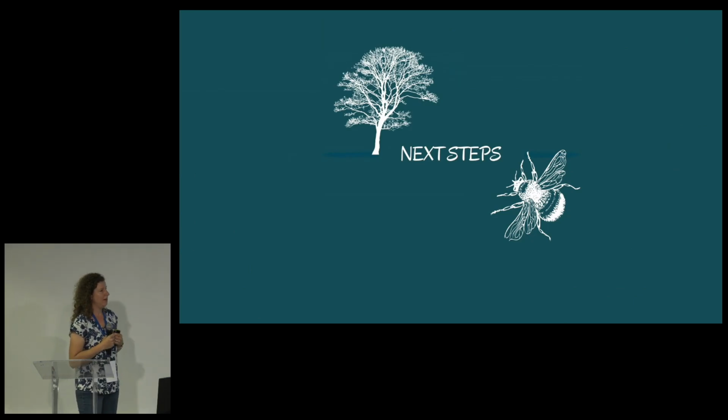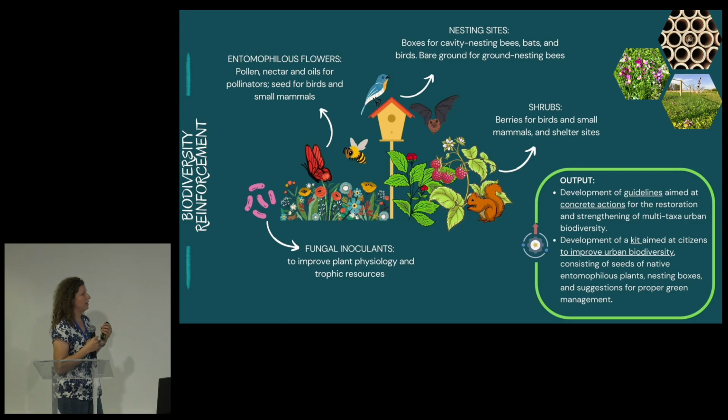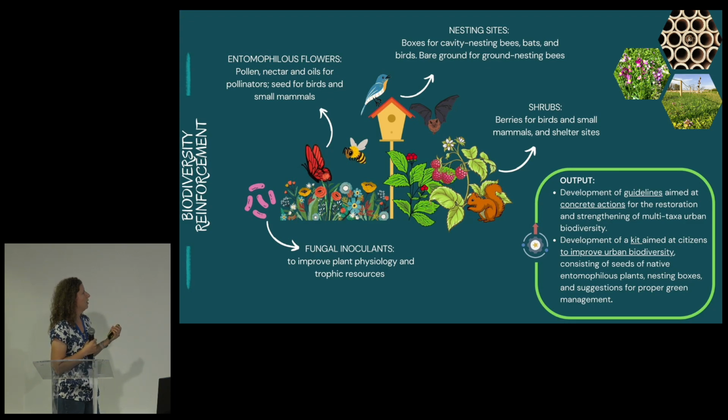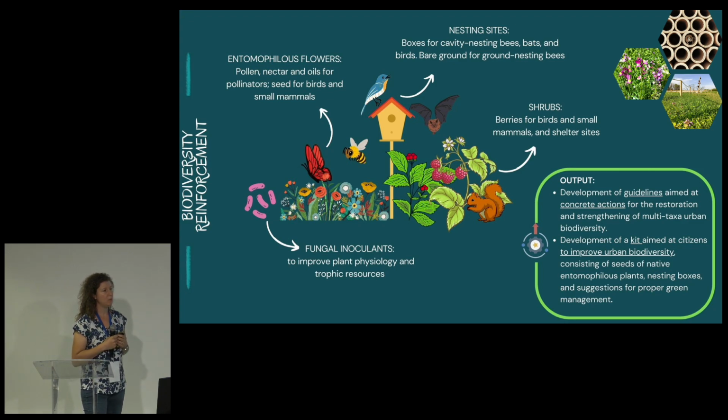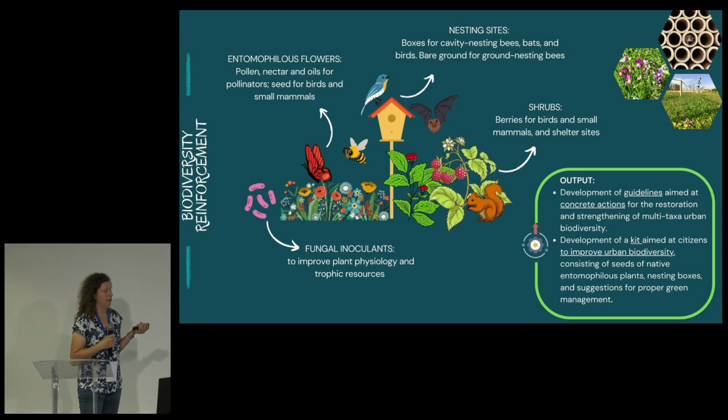So, these years, I started my field activities, and we have some sampling sites in Milano and in Roma also. We have planted some flower strips with some fungi to enhance the physiology of the plants and to support the trophic resource, not only for pollinators, but also for multitaxa biodiversity, so for small mammals and bats and birds. And we put also some nesting sites, and we want to test if this simple biodiversity plot can really support the biodiversity in cities, to suggest it to local authorities.